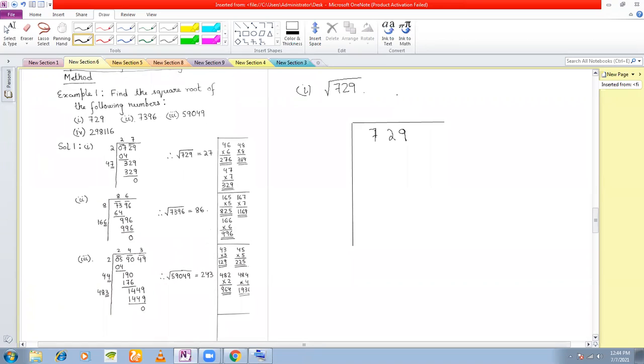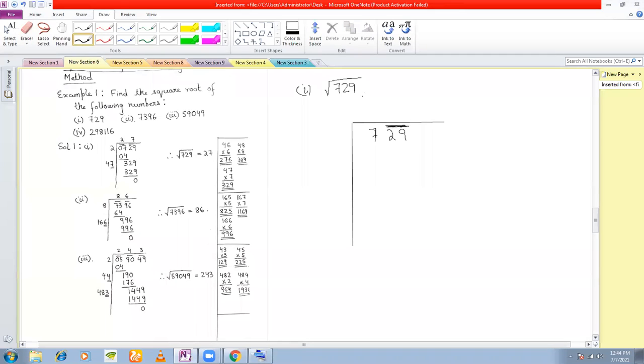Now, once you have written 729, you will start grouping numbers from the right hand side. That is from 9, you'll group them in pairs. And remember, you will start grouping from this side only, that is from the right hand side. Listen to this very carefully. This is very important. From the right hand side.